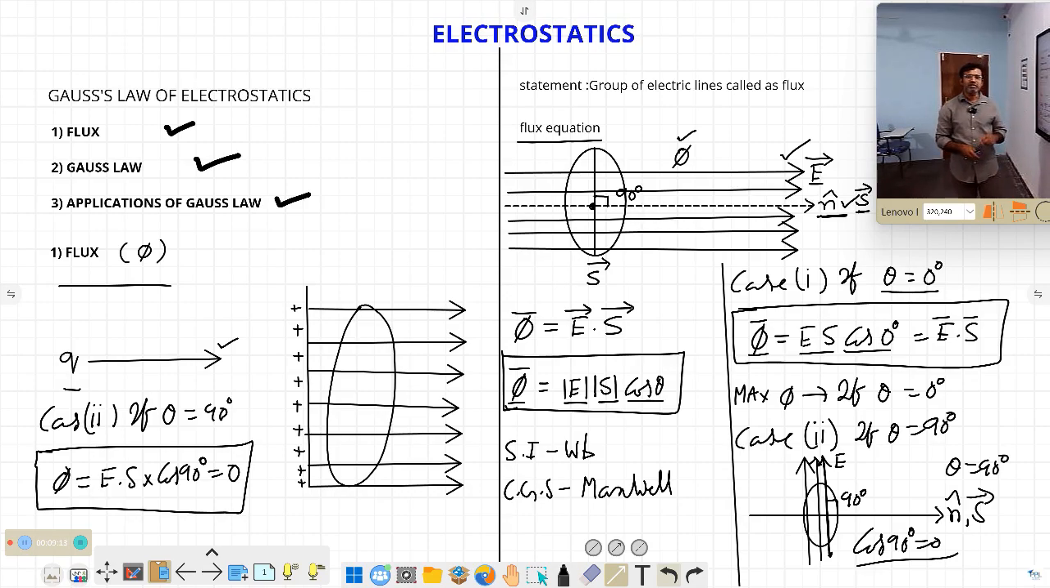So along the surface, flux is minimum, and normal to the surface, flux is maximum, based on case 1 and case 2. So here I can say electric field and surface area are both in the same direction, meaning theta is equal to 0 degrees. And in this other case, the electric field and the area vector are at an angle of 90 degrees.